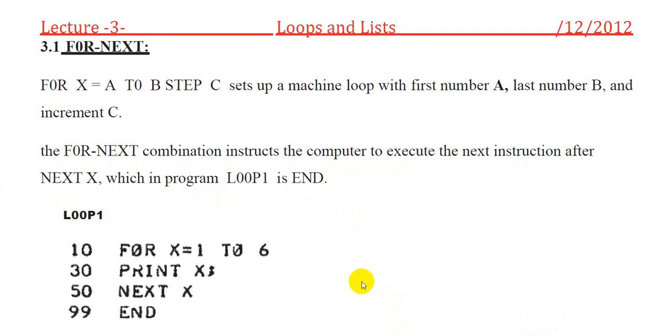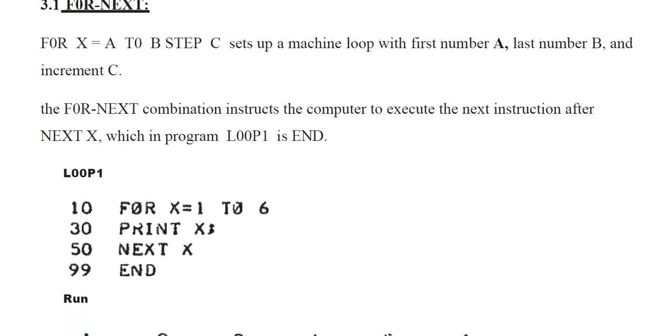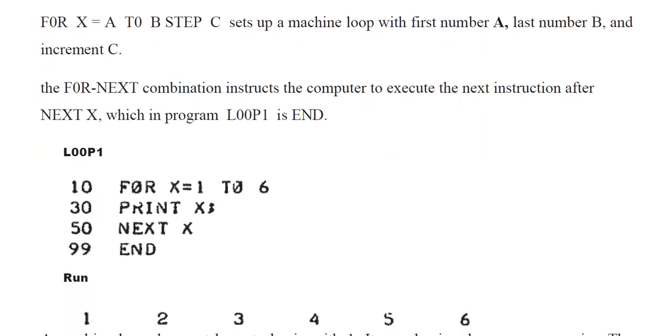This is loop one for the entire task, illustrated and clarified by the four steps, as you can see from the 10, 30, 50, and 99. 10 indicates the FOR command for x equals 1 to 6. 30 commands the PRINT for x. 50 indicates the command NEXT x, with x obtained from the keyboard and supplied to the computer you're dealing with, in the Visual Basic language.